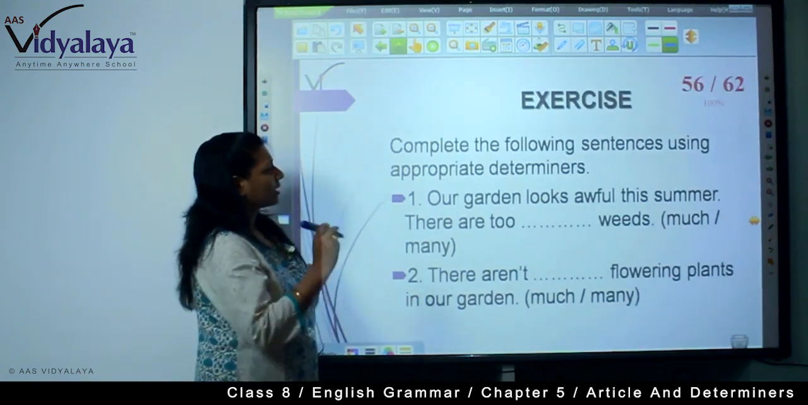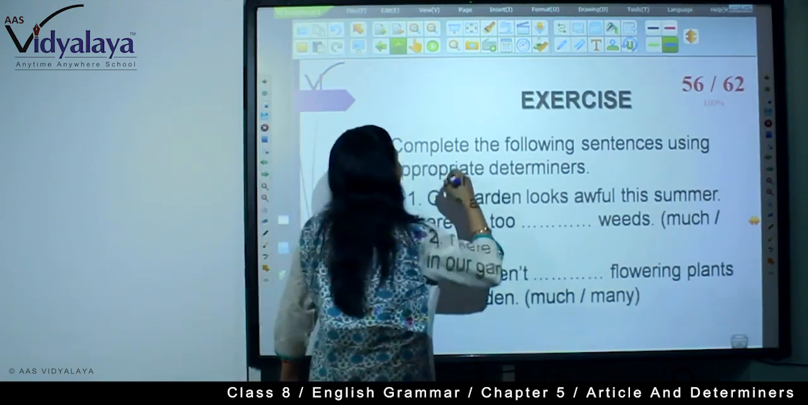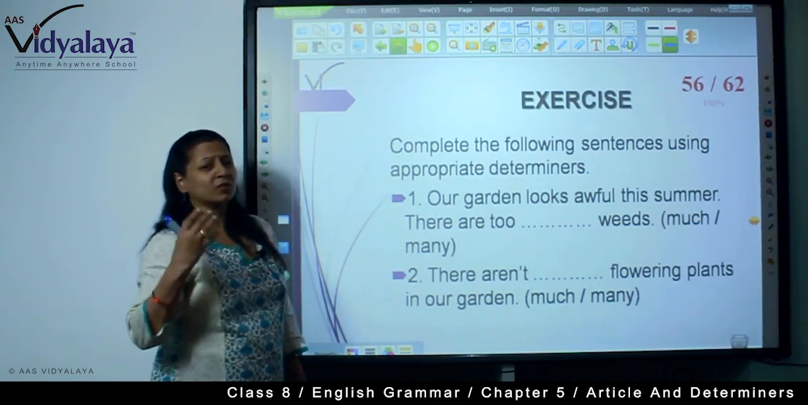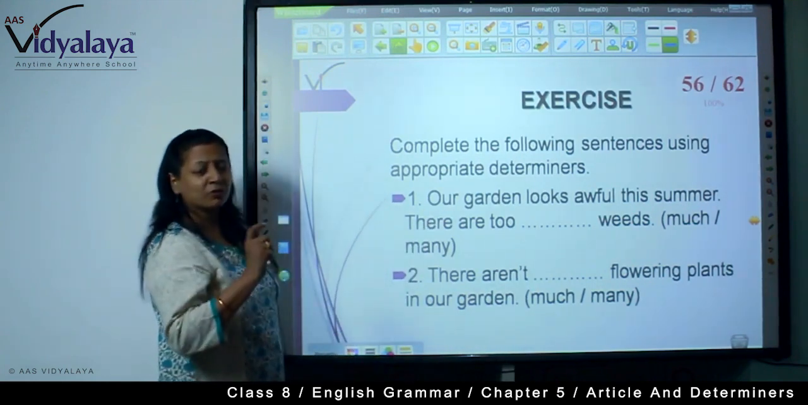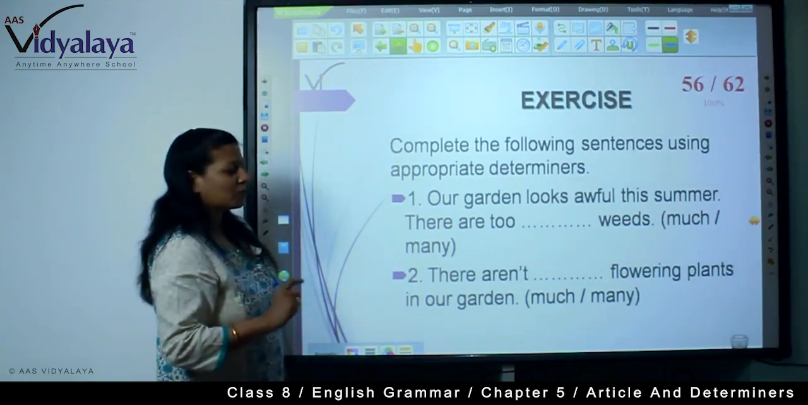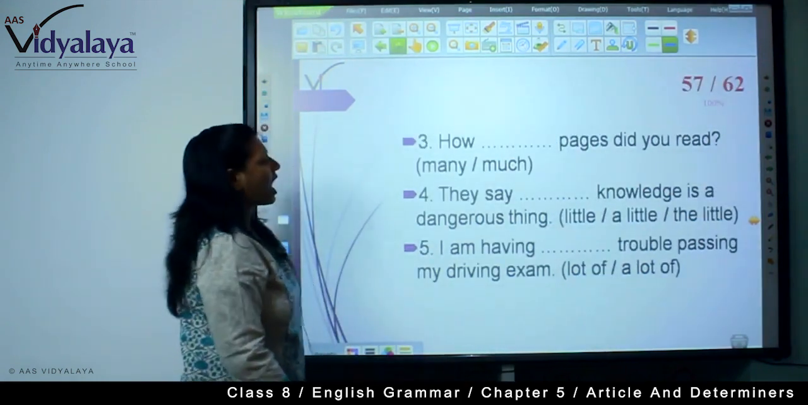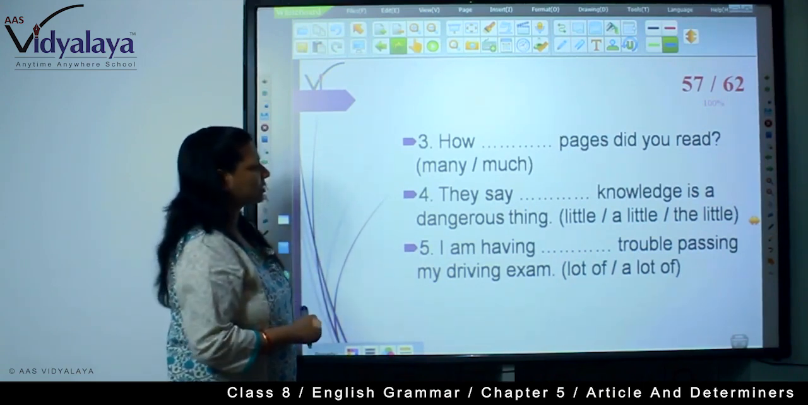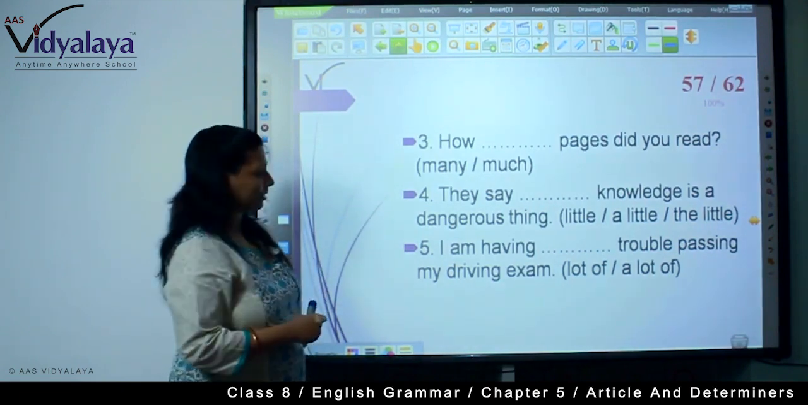Here you are seeing, complete the following sentences using appropriate determiners. With countable nouns we use many, and with uncountable nouns we use much. Weeds is a subject. So what will you write, much or many? There are flowering plants. What will you write, much or many? Now, pages is the subject. So what will you write, many or much? They say knowledge is what? Little, a little, the little.